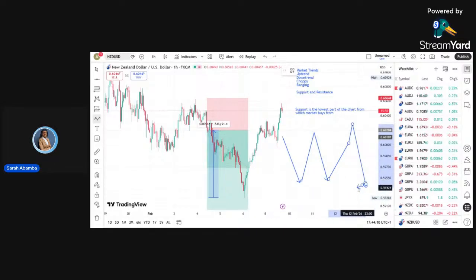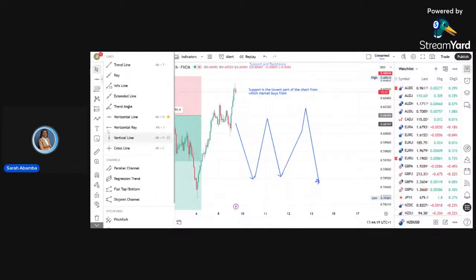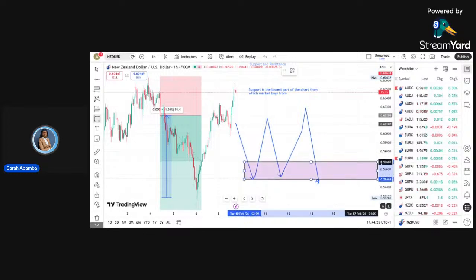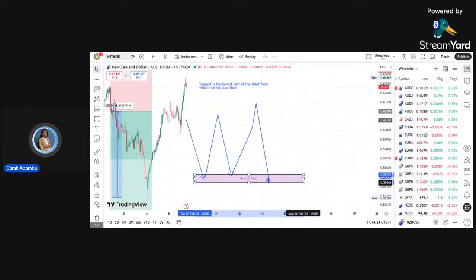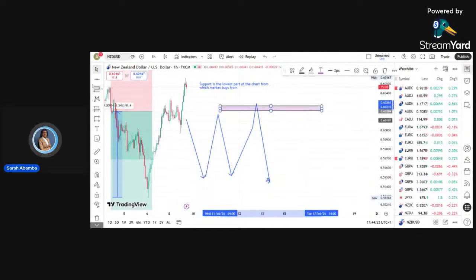This is the part from which market keeps going up from. Let me use a rectangle for this now. This part from which market continually goes up from, this is a support. So you will just place your zone. This is a zone. One thing that people don't understand is that the support is actually a zone. It is not a line. It is not an area. It is a zone.